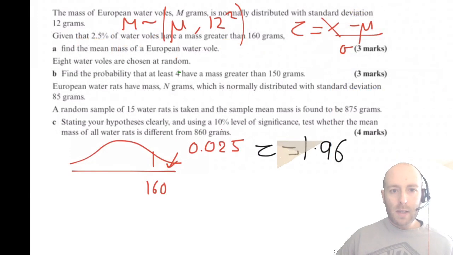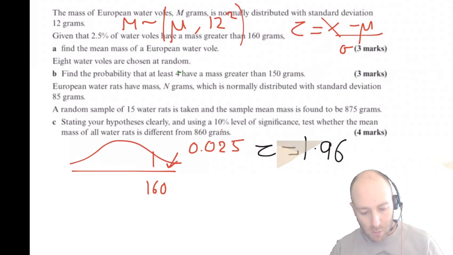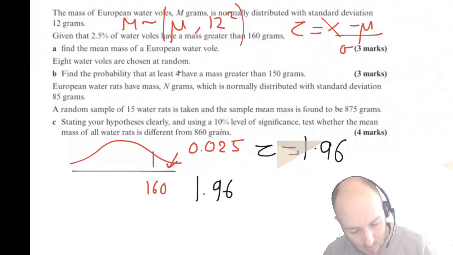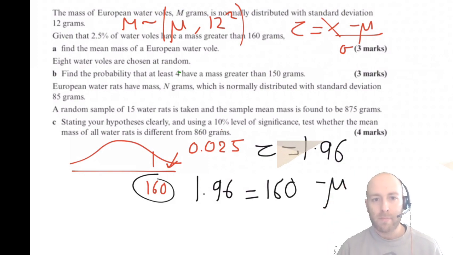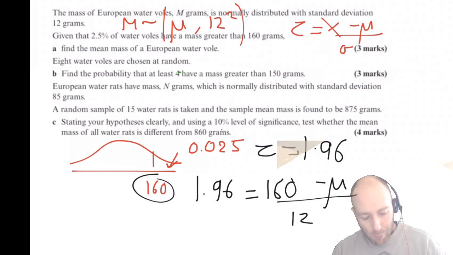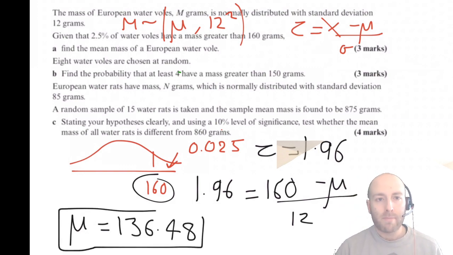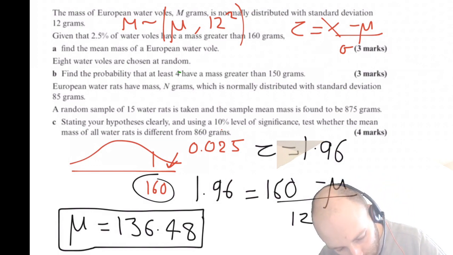Cool. So we can then use our z value with the equation up there to try and find mu. So 1.96 equals x, or x was 160 from there, minus mu divided by sigma, which was 12. And if we rearrange that, we get mu equals 136.48. Cool, which is our mean. So let's write that up here, 136.48.